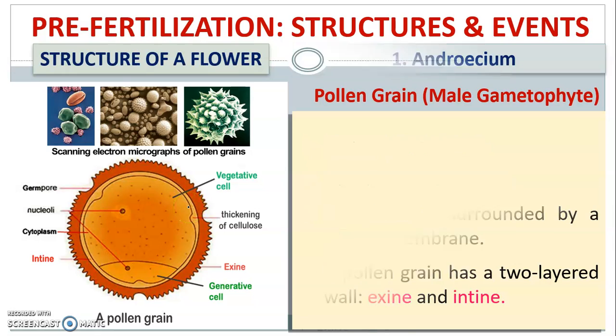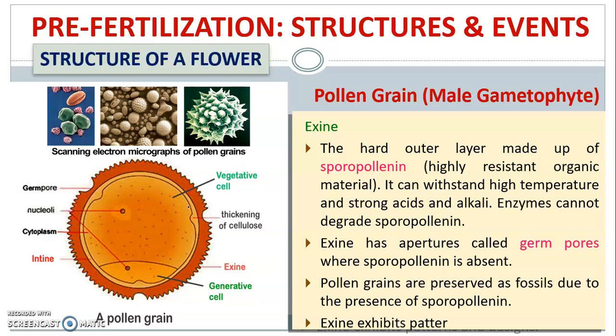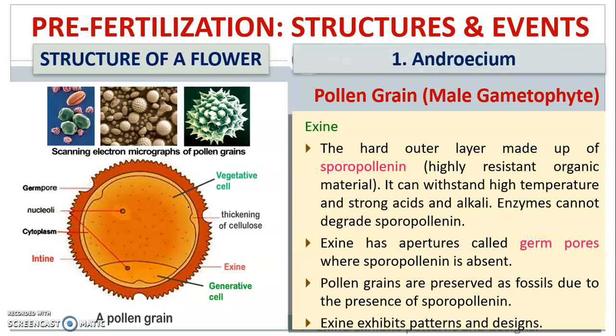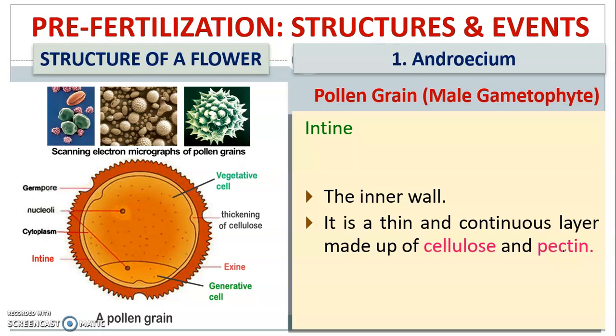So the basic difference between the exine and intine: exine is a hard coating which is made up of sporopollenin, and it protects the pollen grain from adverse conditions. This exine is present all over the pollen grain except its aperture, that is known as the germ pore. Now, intine is the inner wall, thin, continuous, made up of cellulose and pectin. You have to keep in mind. So this is about the male part of the flower, the development and formation of the male gametophyte. Thank you.